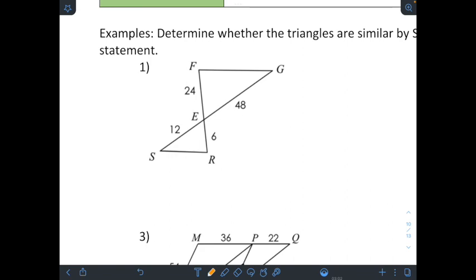So as I look at this first example, here's what I notice. I have vertical angles automatically.